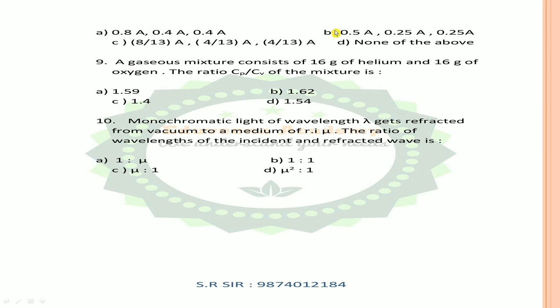Okay, sum number 9. A gaseous mixture consists of 16 gram of helium and 16 gram of oxygen. The ratio Cp by Cv, that is basically gamma, of the mixture is 1.59, 1.62, 1.4 or 1.54. So let us solve it.